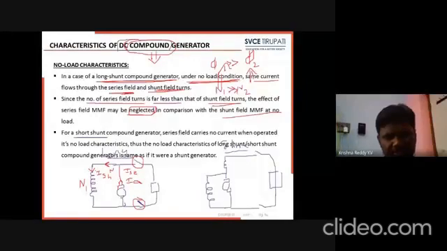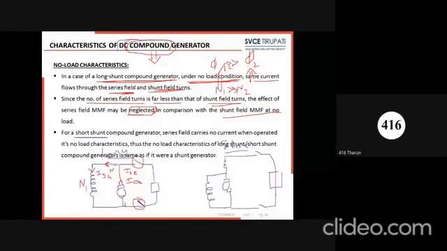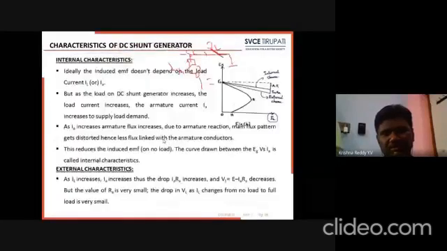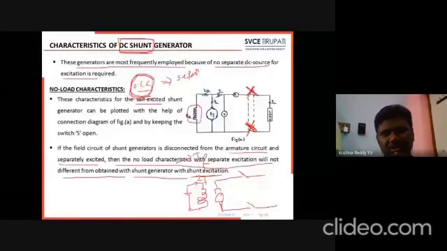Is the shunt field winding in series or parallel with the armature? It is parallel. When it is parallel, what do we call that generator? Look, the armature winding and shunt field winding are both connected in parallel. What type of generator is it? Hello?